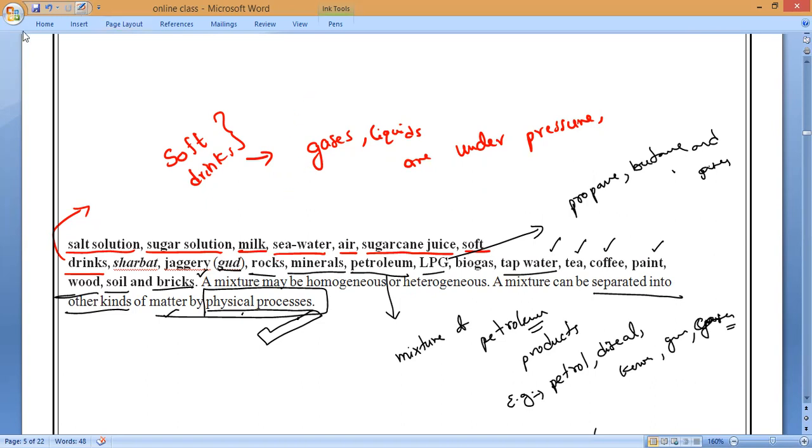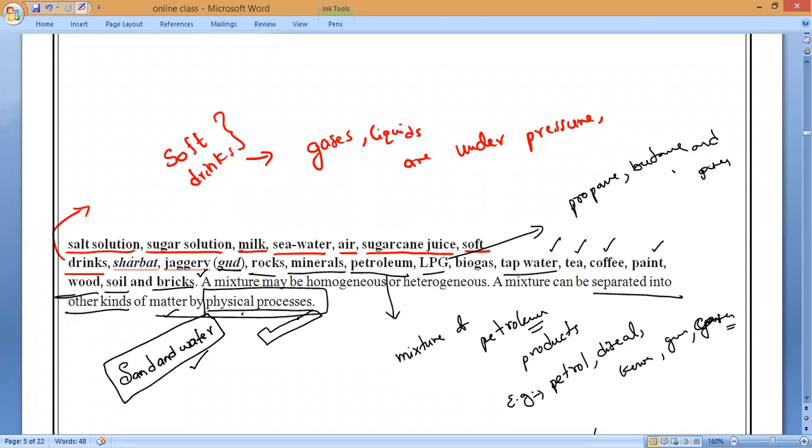This is only called as examples of mixtures. You can take sand solution, sand and water. Mixture of sand and water, it is also a mixture or not? Sand and water. Yes, that is what you can take. So these all are called as sand and water. It is also a mixture only.